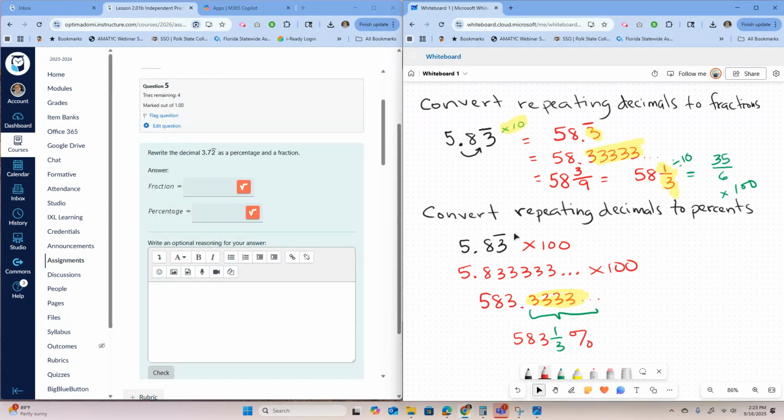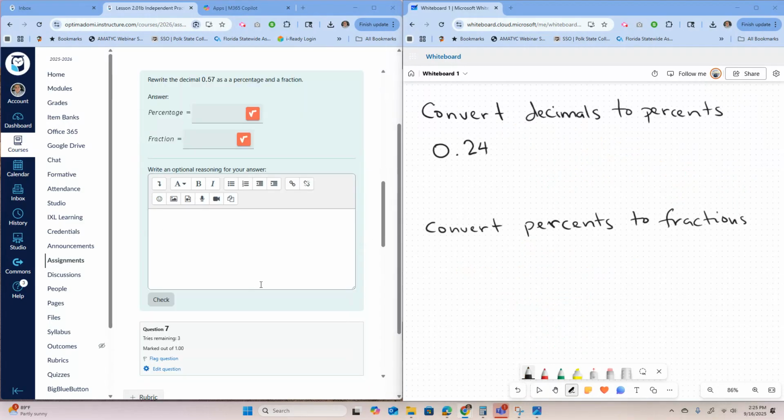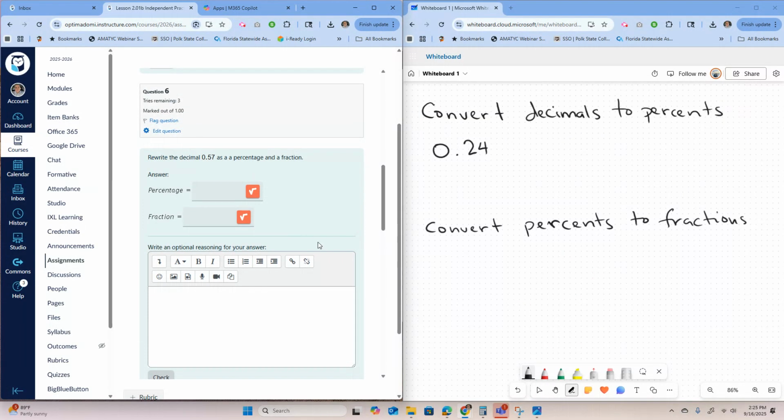That's how you do it when you're working with repeating decimals. Let's go to number 6. And problem number 6, again, I'm doing similar exercises.